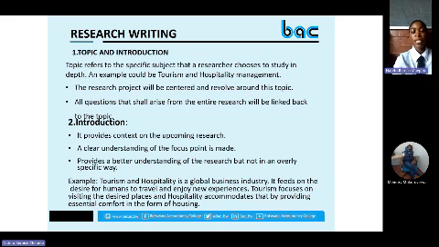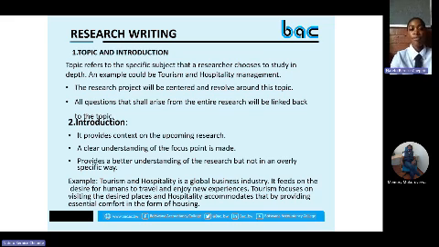Topic refers to the specific subject that a researcher chooses to study in depth. An example could be tourism and hospitality management. That is what we as a group chose to be our topic. So the research project will be centered and revolve around this topic.